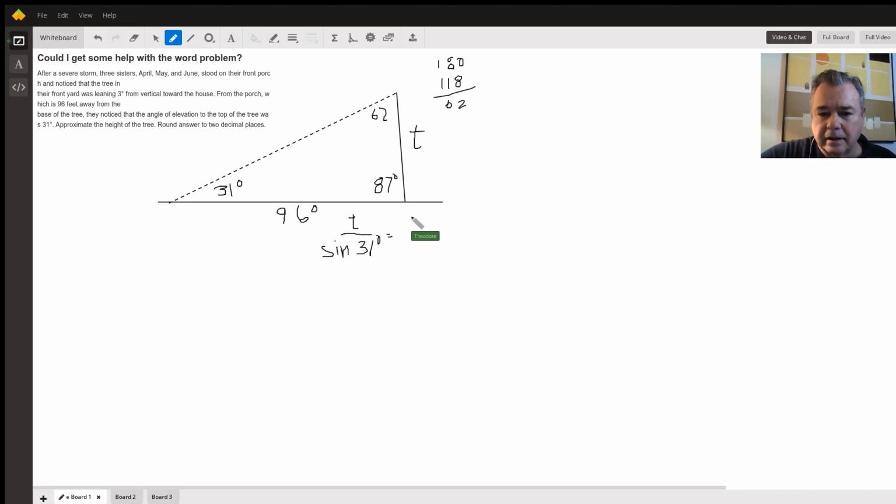And this 96, oh, I made a little error here. I used the degree symbol when actually this is feet. 96 feet over the sine of 62 degrees. All right.